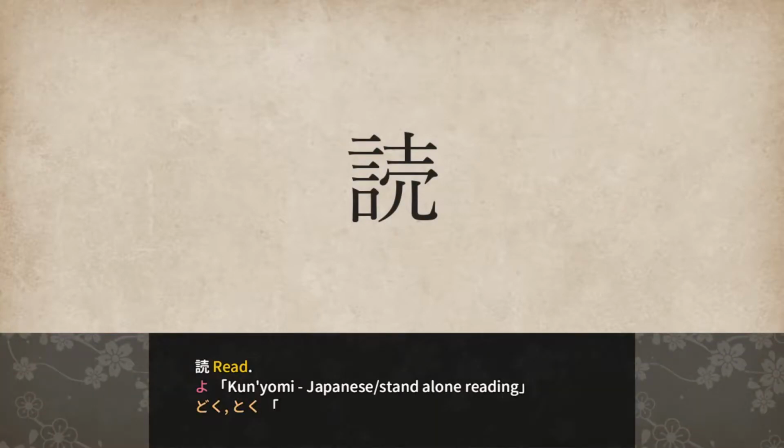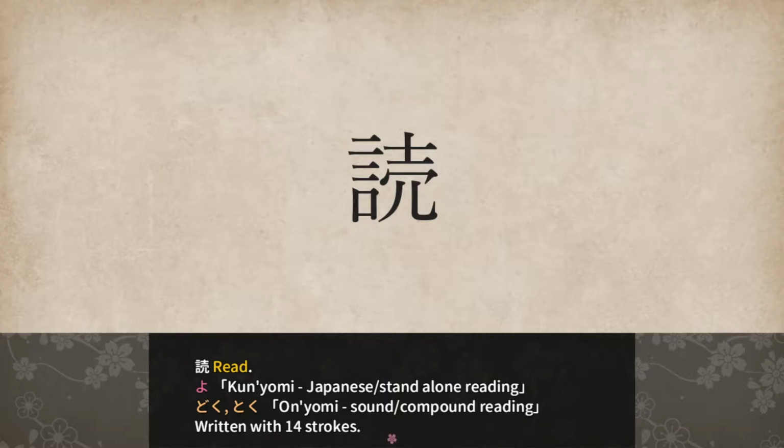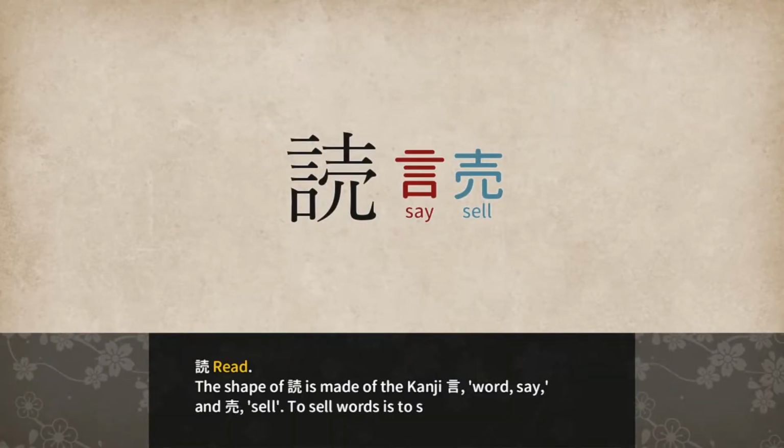Yo, weed. Yo for Kun'yomi and Doku or Toku for On'yomi, written with 14 strokes. The shape of Yo is made of the kanji I, word or say, and Ugu, sell. To sell words is to sell books, and to say those words is to read.